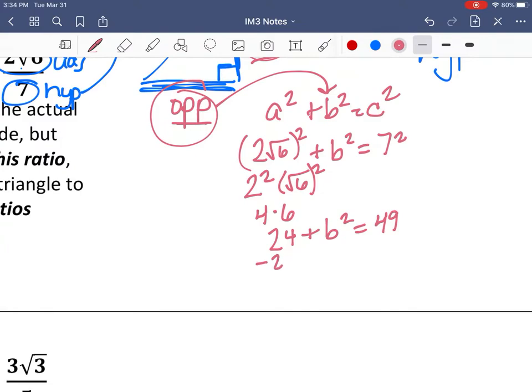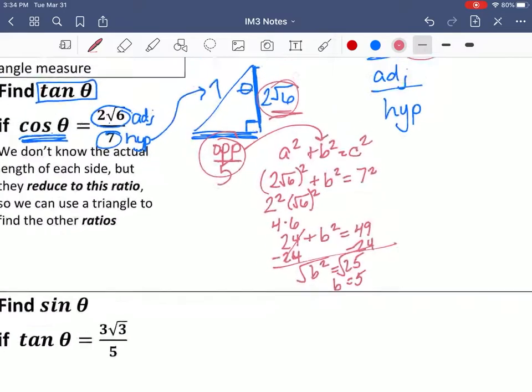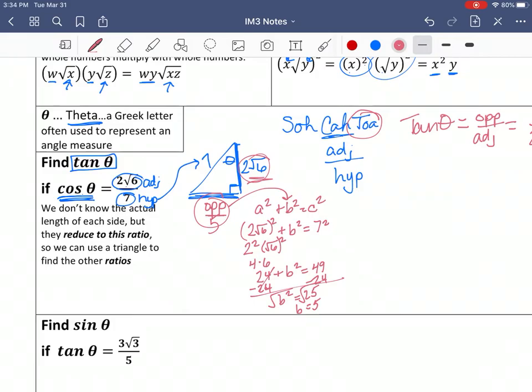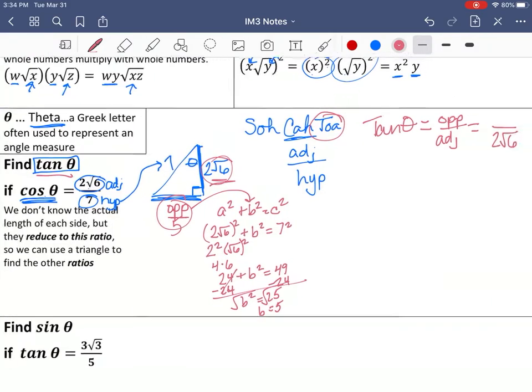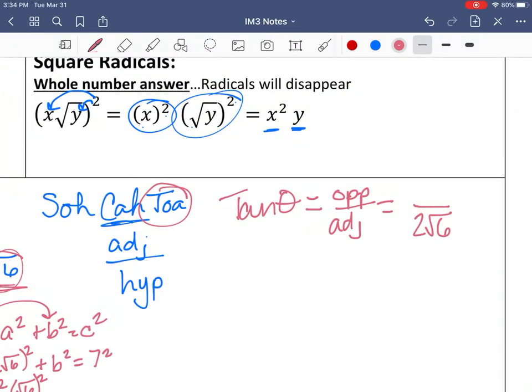So I'm going to subtract my 24. B squared is equal to 49, 39, 29, 25. So when I square root that, B equals 5. So guess what? I just found my opposite. It's 5. So coming back to what the question was asking for, it was asking me for tangent. I now know that the opposite is 5. So my answer is 5 over 2 root 6. I just need to get that radical off the bottom. So what am I going to do?